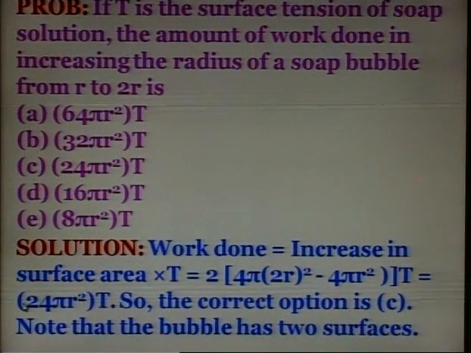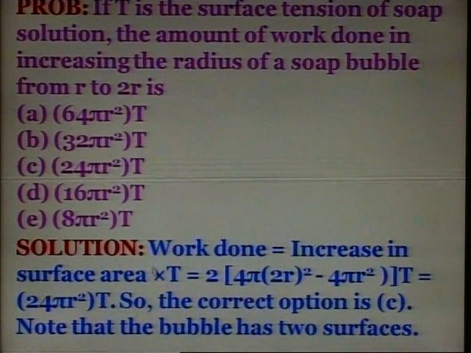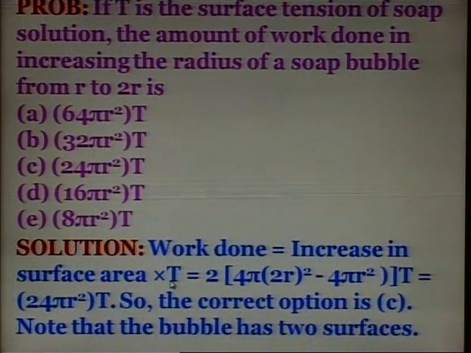So this comes out to 24 pi R square T. So the correct option, the answer, is C. Note that the bubble has two surfaces, that's why we have multiplied this with 2. So work done is the increase in surface area multiplied by surface tension. Using this formula, the right option comes out to be C.